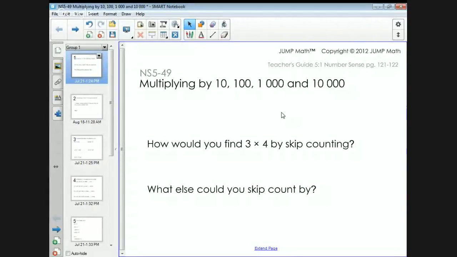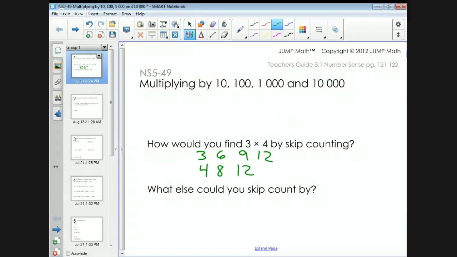All right, so our lesson today is multiplying by 10, 100, 1,000, and 10,000. This goes with NS5-49, the page that you have in your booklet. So when we're multiplying by 10, 100, 1,000, and 10,000, we're going to actually start by talking about skip counting. So when we are skip counting and we're trying to find the answer to 3 times 4, we have the option of counting by threes 4 times, 3, 6, 9, 12, or counting by fours 3 times, 4, 8, 12. So we have both options.